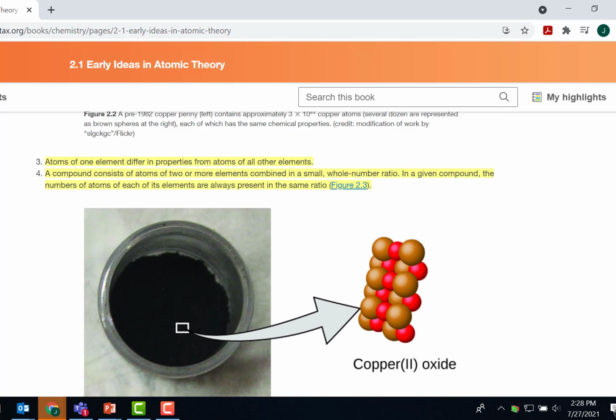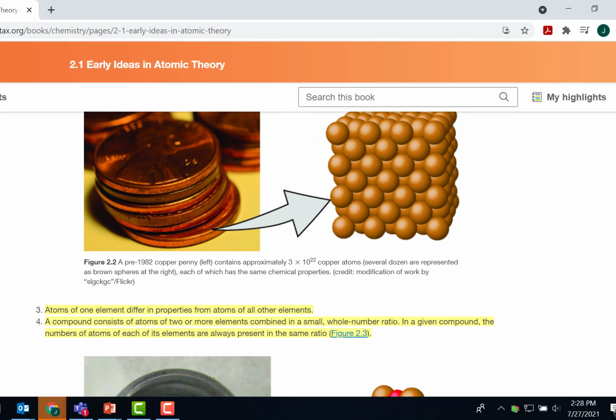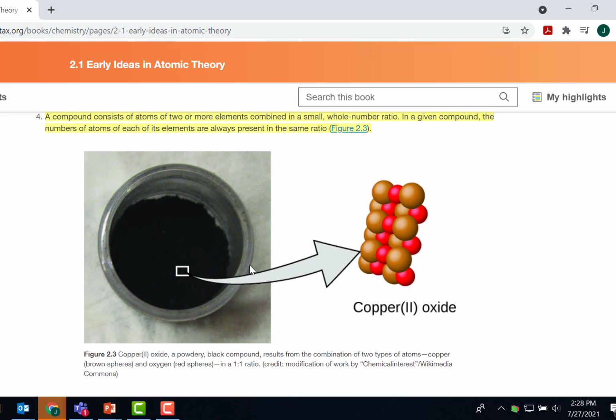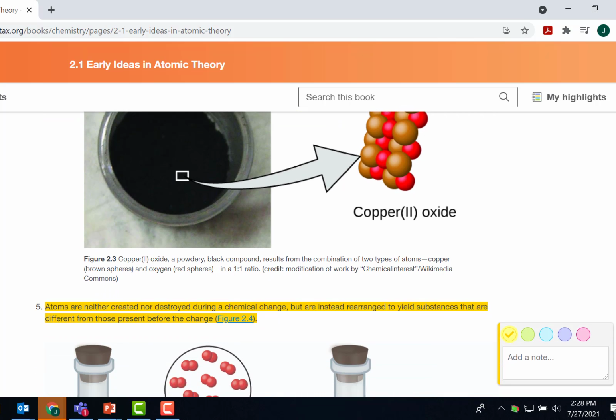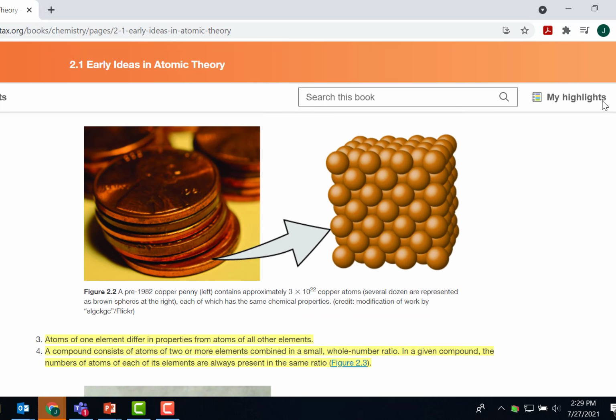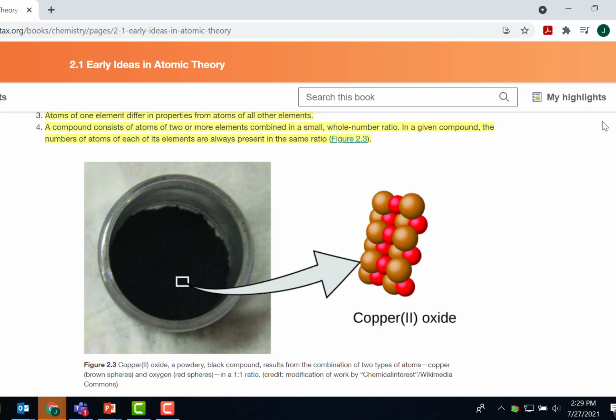So here we're showing some examples of some reactions. So here we have just pure copper. If we react it with oxygen, we get this copper oxide. And we'll talk about the naming of it later in this module. So we get this copper oxide complex or compound that has both copper and oxygen atoms, and it has them in a very specific ratio. And it, in this case, happens to be 1:1. And then these atoms are never actually destroyed. They're just rearranged. So going from copper to copper oxide, we're not breaking anything.